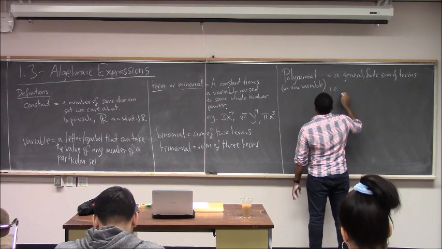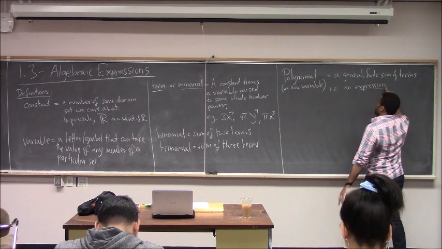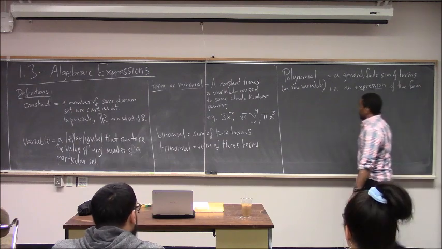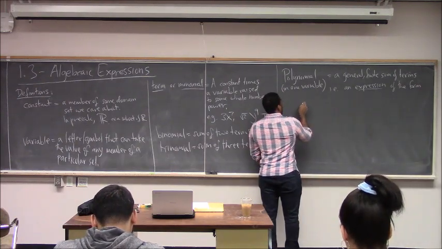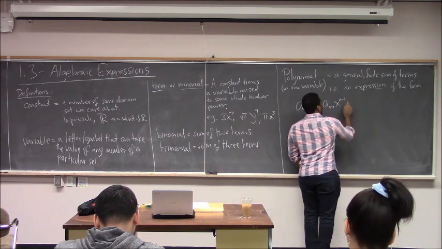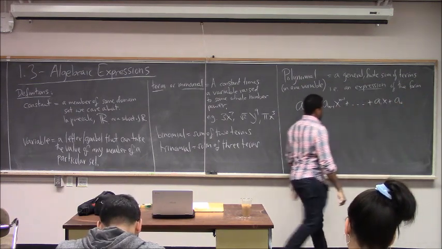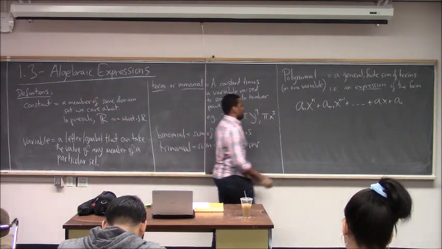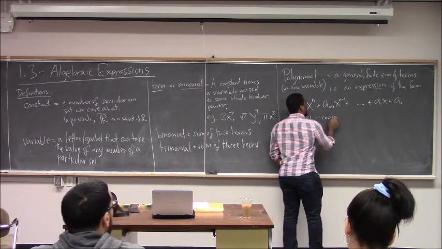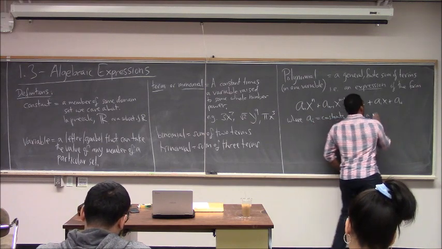i.e. an expression. Well, I didn't define expression, but I'll define it later. Of the form a(n) x to the n plus a(n) minus 1 x to the n minus 1 plus a1x plus a0. So an expression like that is called a polynomial, where your ai are constants and your n is a non-negative whole number.